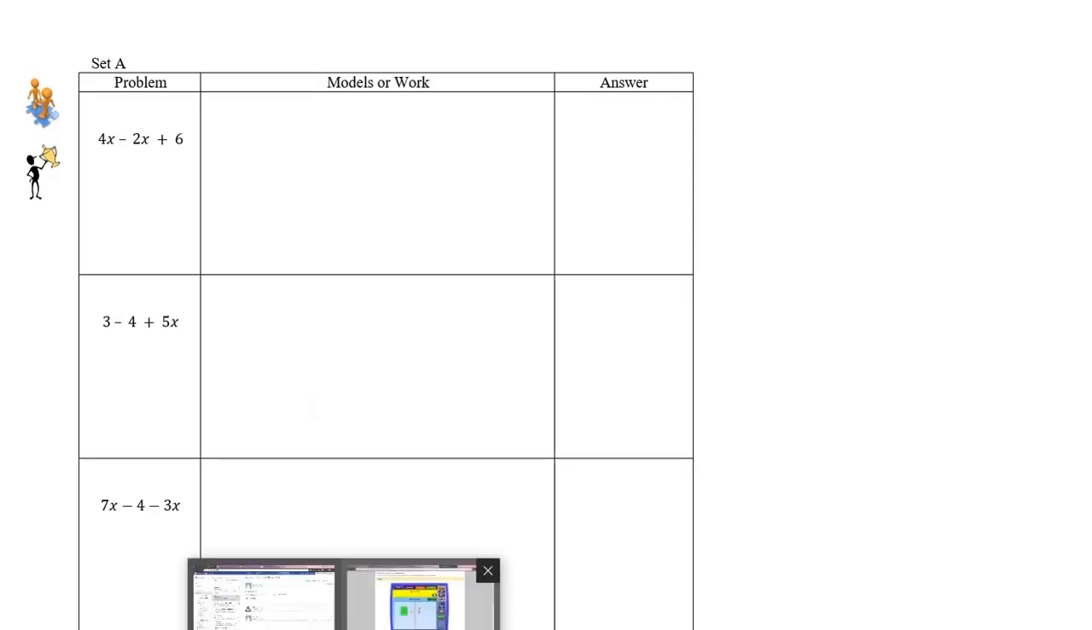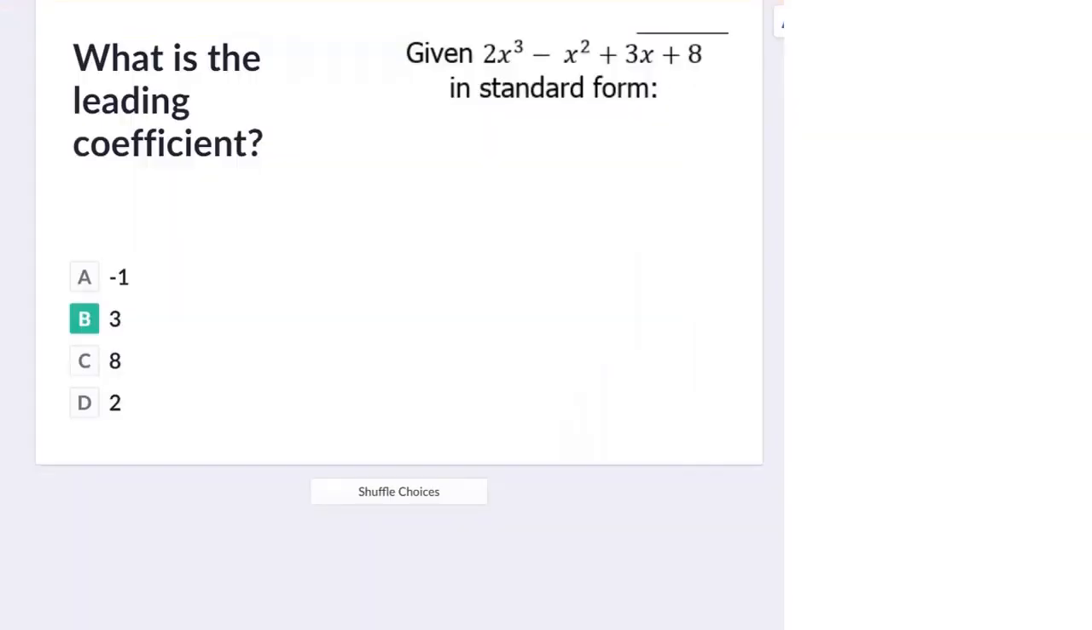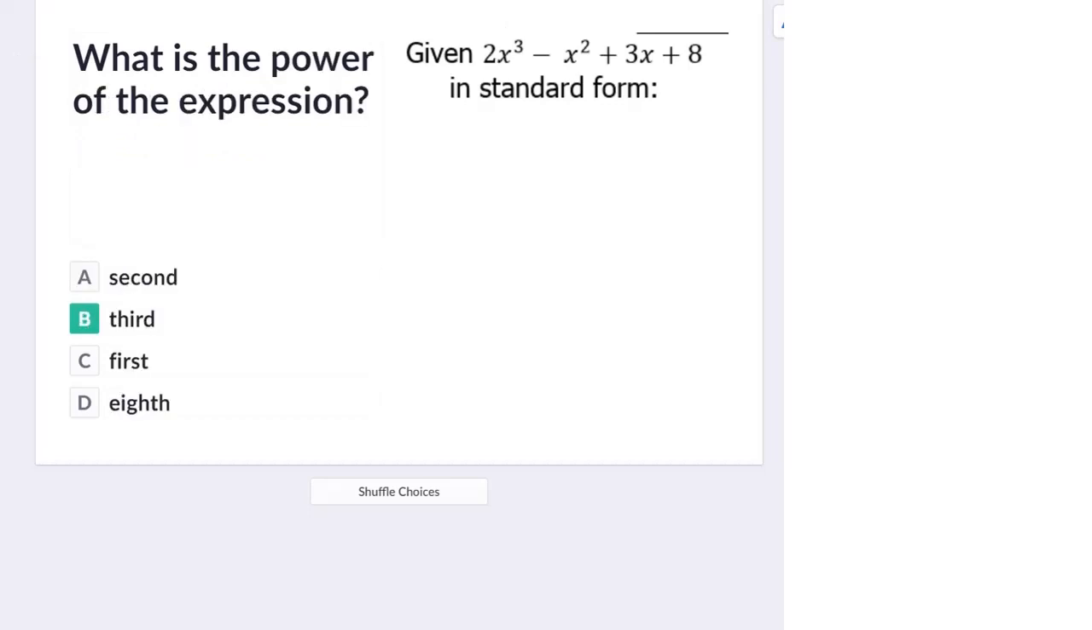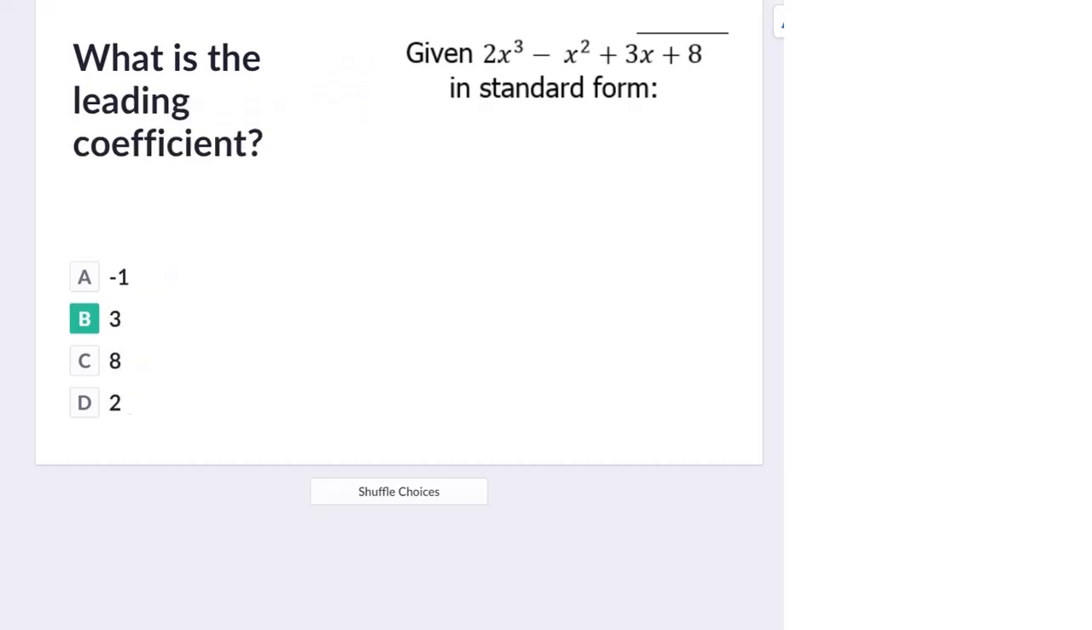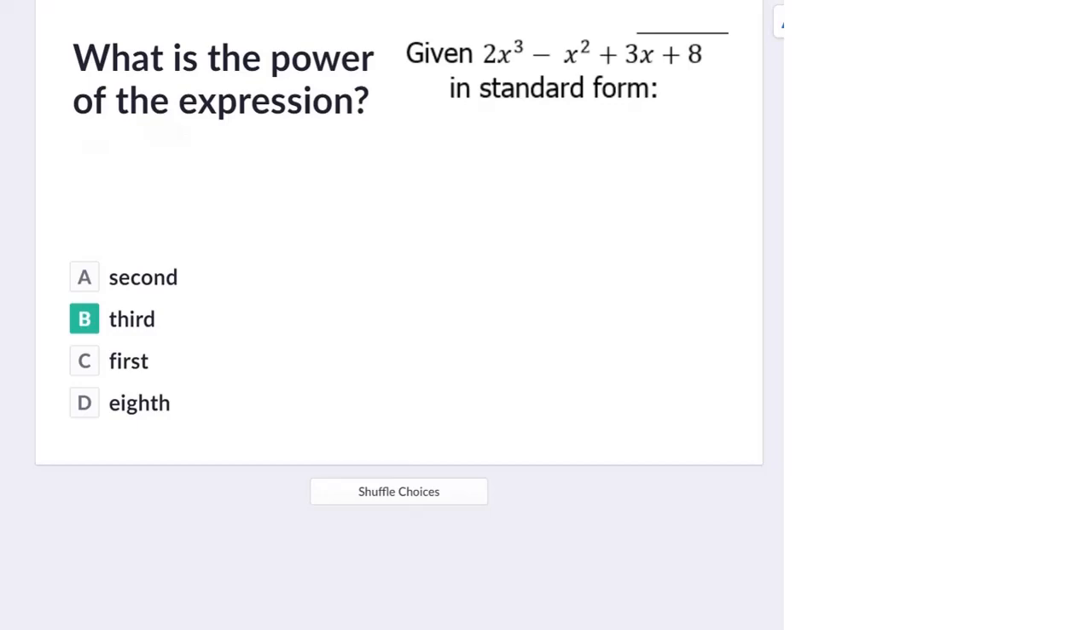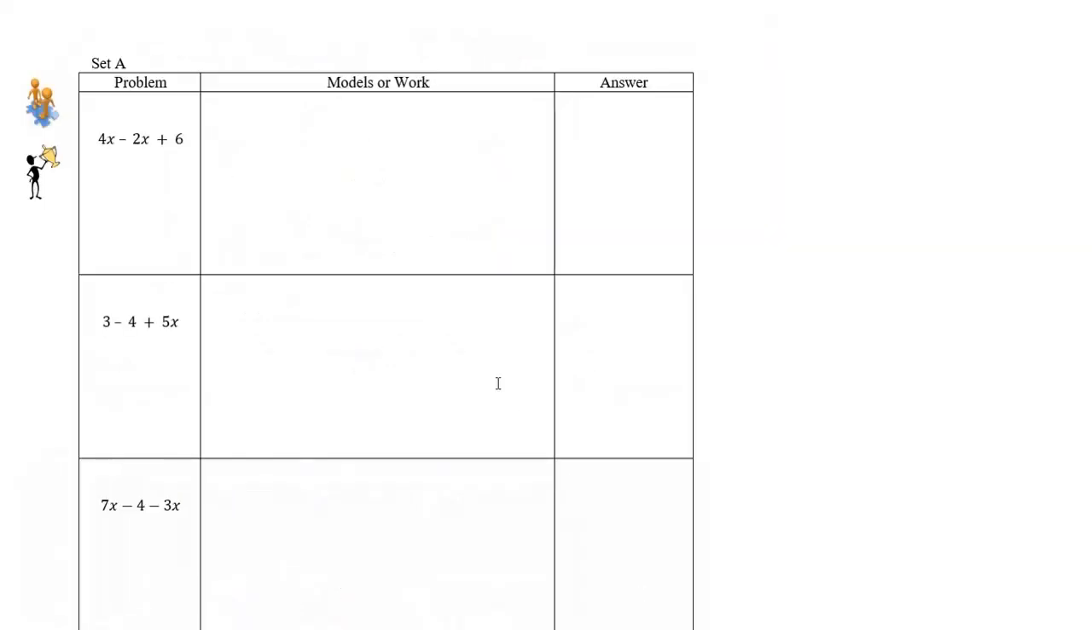And your final activity for today is going to be plickers. So take out your plicker, you can put your packets away, and answer these questions. So here's the first one. What is the leading coefficient? Second one, what is the constant? Third, what is the power of the expression? Okay, hold up your cards, going over the answers on plickers. If you haven't used it yet, I'll share it with you in class.